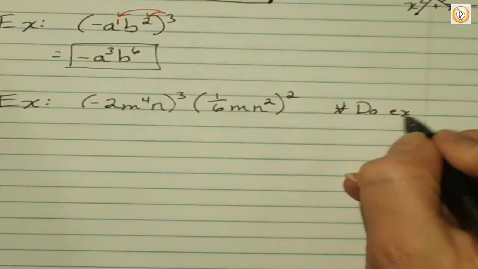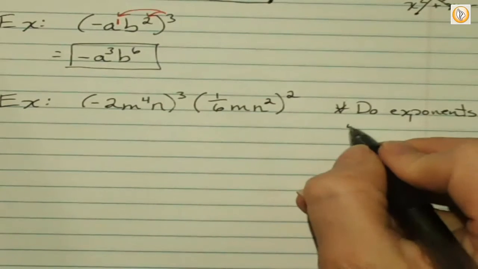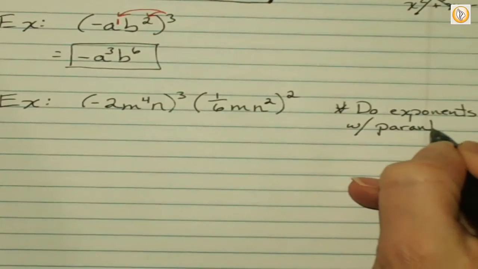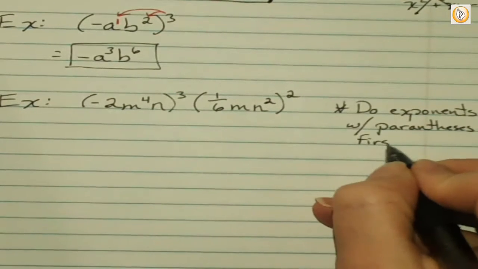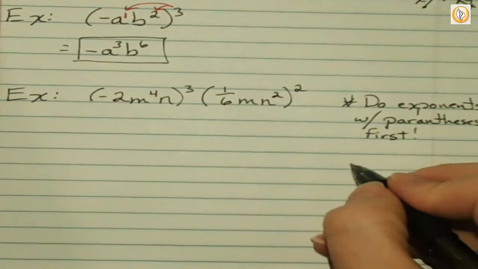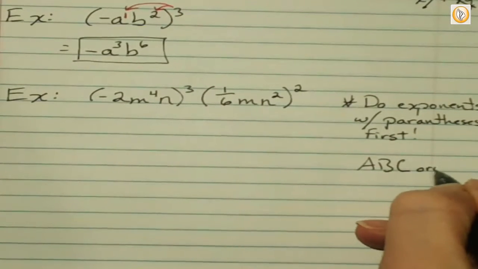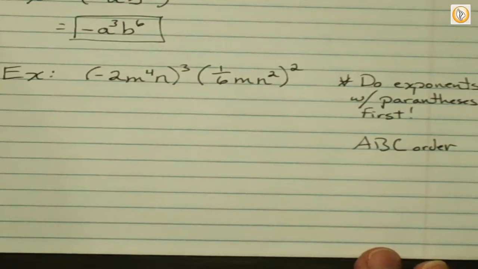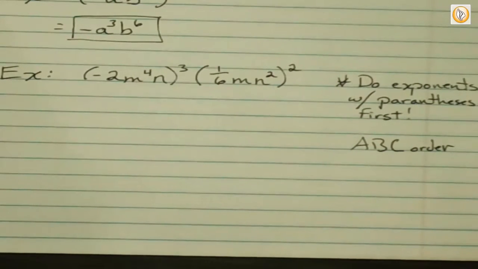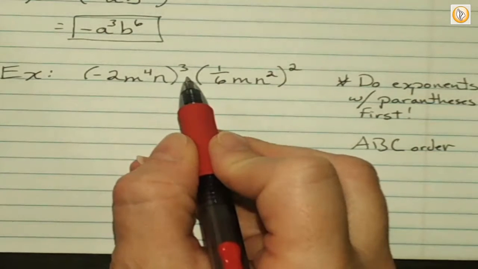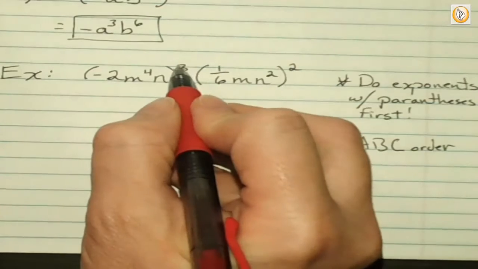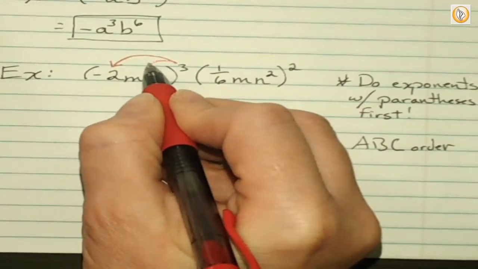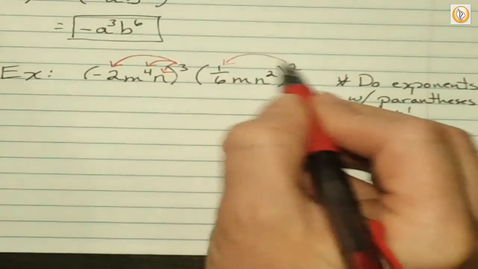Do exponents with parentheses first. And keep your letters in ABC order as much as possible. It won't give you a wrong answer, even on the test, but it just makes sense. Okay, so we're going to do the exponents with the parentheses first. So this exponent, Keith, you pay attention? This exponent is applied to everything in the parentheses. Please make sure you have good notes.